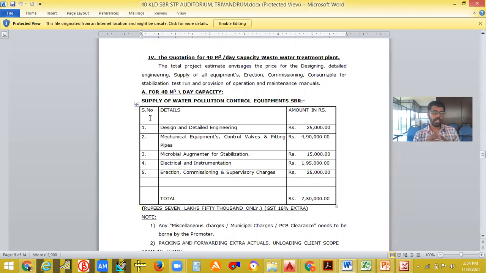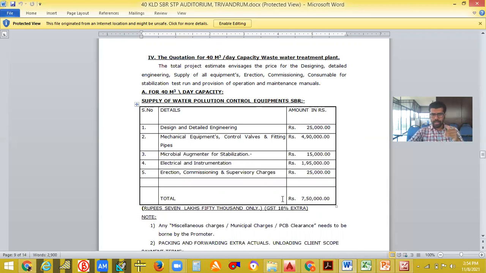Okay, we cannot just directly give a 40,000 liter plant or something like that. We need to get approval from the pollution department also. So the quotation for a 40 meter cube per day capacity wastewater treatment plant, the total project estimate indicates the price of the designing, detailed engineering, supply of equipment, erection, commissioning, consumables for stabilization, test run, and provision of operation and maintenance manual. So supply of water pollution control equipments, design and detailed engineering. So this is subdivided.